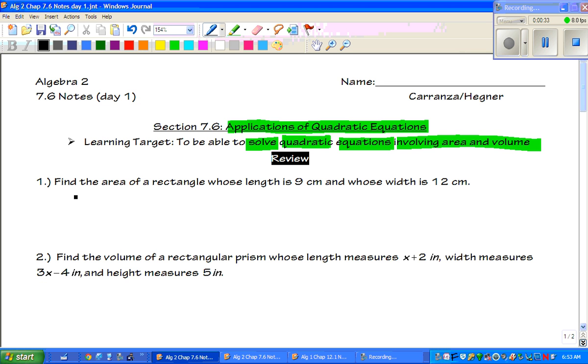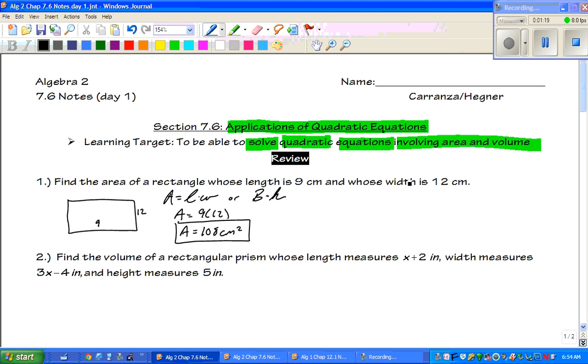Hopefully this will be a nice little review for you guys, because this is all the way from chapter 1. Remember, when we're trying to find area, area equals length times width. The other way to say that is base times height. So our length is 9 and our width is 12. So area equals 9 times 12. So that means the area is 108 centimeters squared.